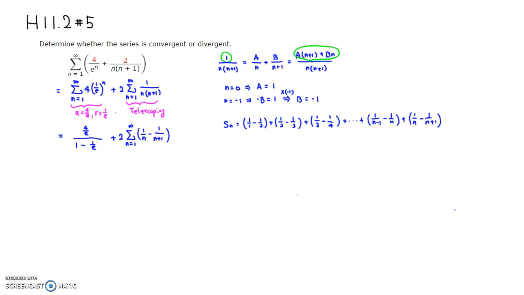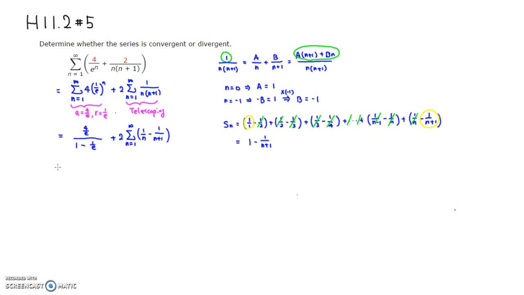Then you can cancel. You have a positive 1/2, there's a negative 1/2 and positive 1/2, negative 1/3, positive 1/3, negative 1/4, and there's going to be a positive 1/4 there. And there's going to be negative 1 over n minus 1, and then a positive 1 over n minus 1 over n, and here is n. So there are only two terms left over, the very first term and the very last one. The partial sum simplifies to 1 minus 1 over n plus 1.